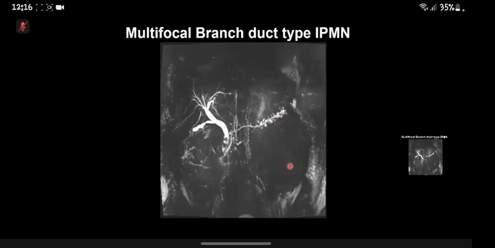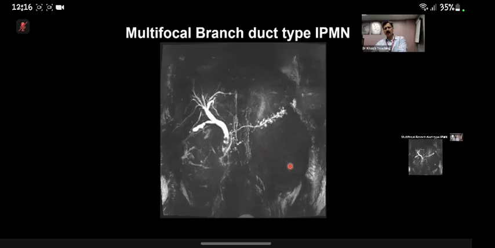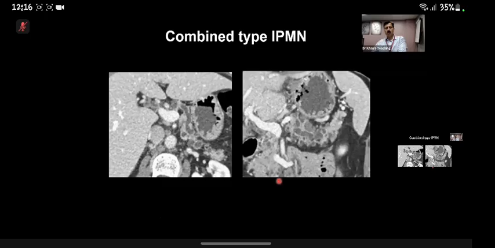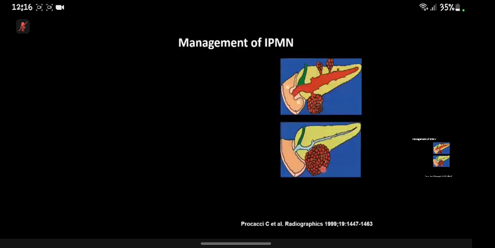This, I don't think they will show you in 2B. It's just an incidentaloma. But main duct type IPMN, you have to remember for your exam. Combined tumors are also there. So this is the main duct, and these are the branch ducts which are dilated.